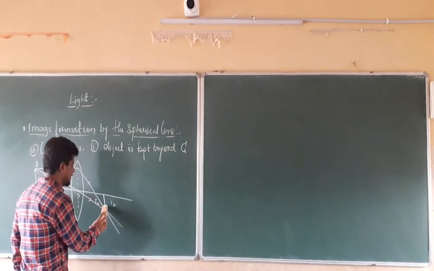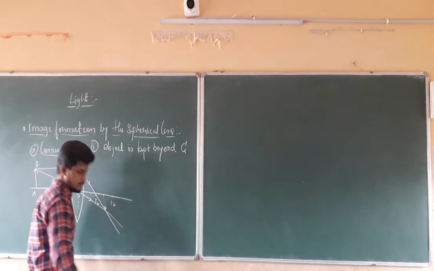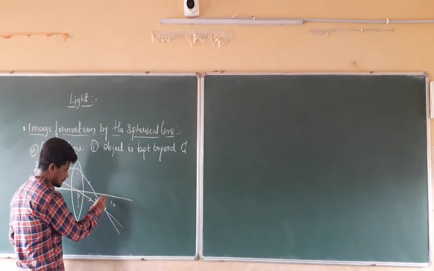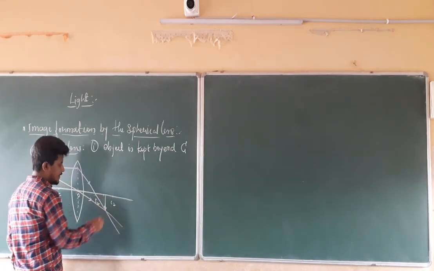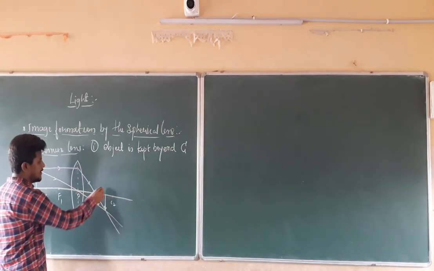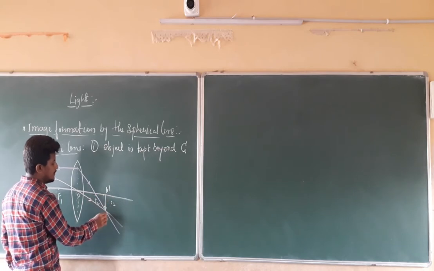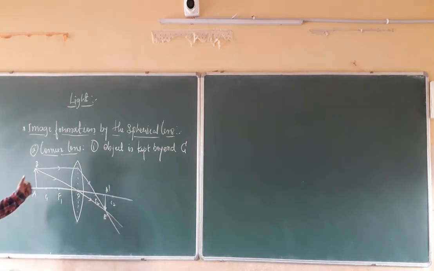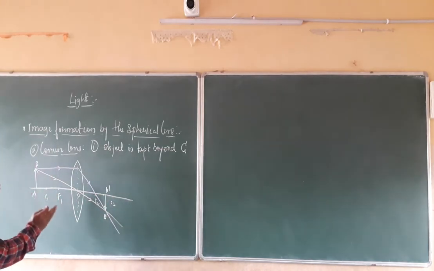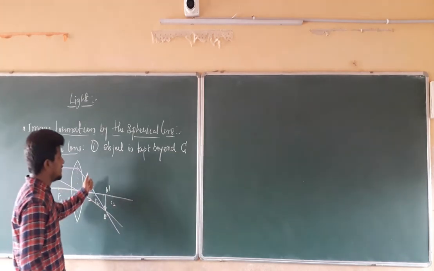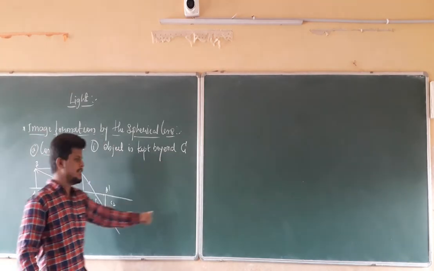Show those things correctly. Here the image is going to form here, so that it will be A dash and this will be B dash. This way you should draw the ray diagram. This is the ray diagram for the convex lens when the object is kept beyond C.